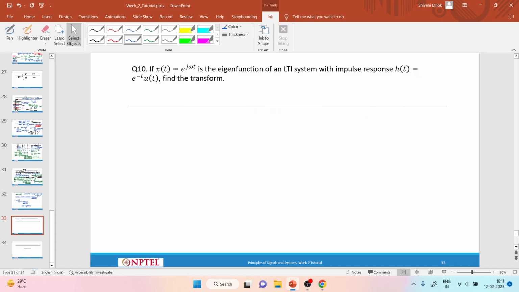Okay, let us look at this final question for today, and in this we are given this x of t. So we know that this is the eigenfunction of an LTI system, and its impulse response is given something like this, and we need to find the transform. In the example which was taken in the course lecture, we were given that x of t was e power alpha t, and this was your eigenfunction.